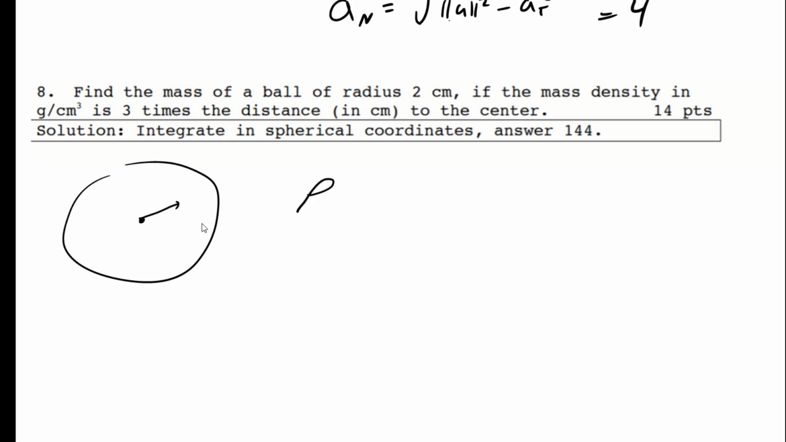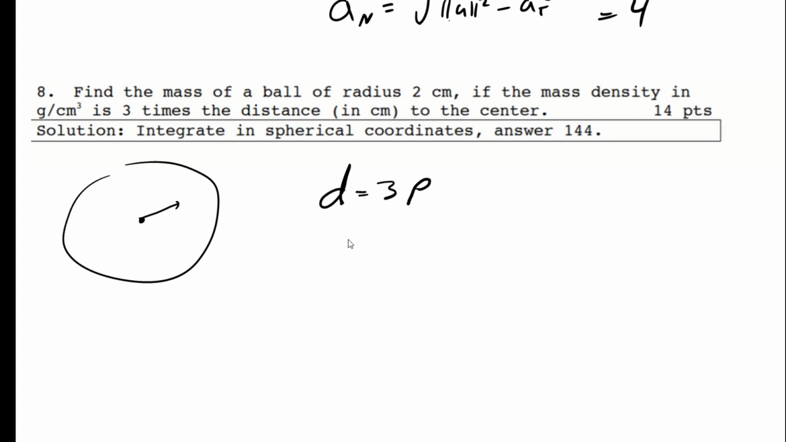That's annoying. Okay, I'm going to use D for density, even though that's almost never used. They always use rho for density, but since I'm using spherical coordinates, which also uses rho. So what this says is that the density is 3 times the distance from the center. In spherical coordinates, the distance from the origin is rho, right? Rho being the distance from the center.